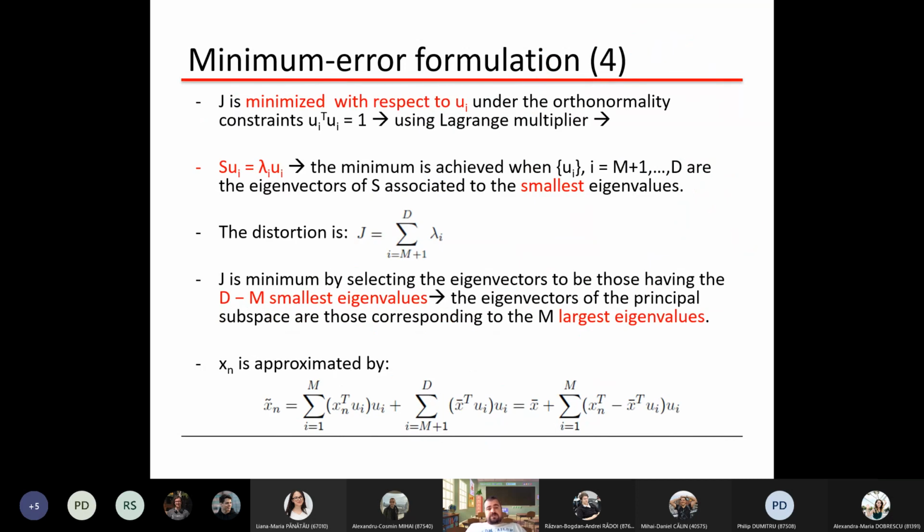And now the purpose is to minimize the error. So this is the error, what we computed. This is the value of the error. And J is minimized with respect to UI under the orthonormal constraints UI transpose multiplied with UI equals 1, which is solved again using Lagrange multipliers, and again we get the same equation as before, S UI equals lambda I UI.